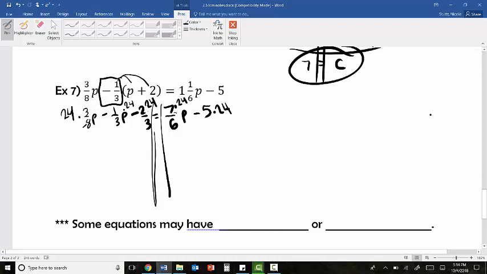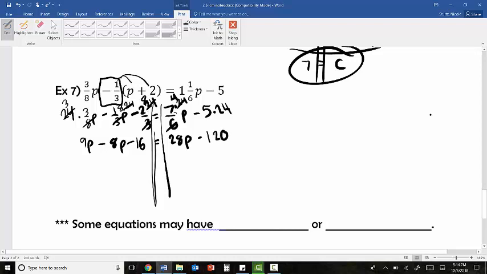All right, cross reduce. 8 into 24 goes in 3 times. 3 times 3 is 9. 3 goes into 24 8 times, so that's negative 1 times 8, 8p, minus 3 goes into 24 8 times. 8 times 2 is 16. 6 into 24 4 times, that makes 28p. 24 times 6 is going to be 120.